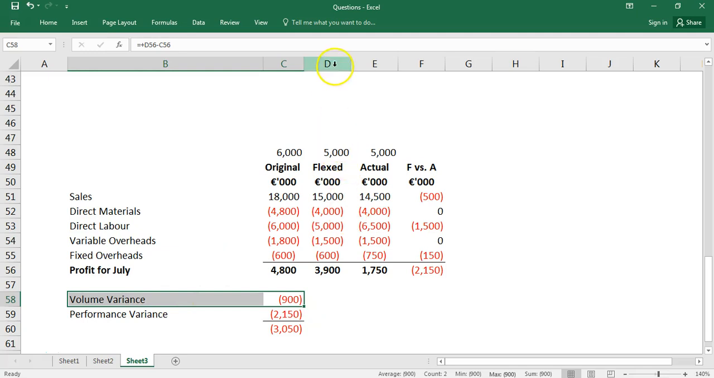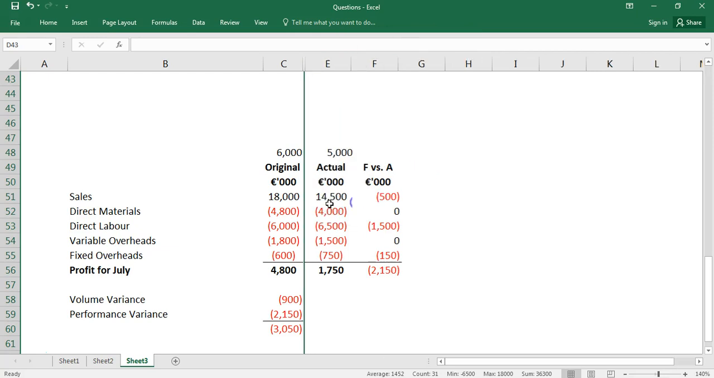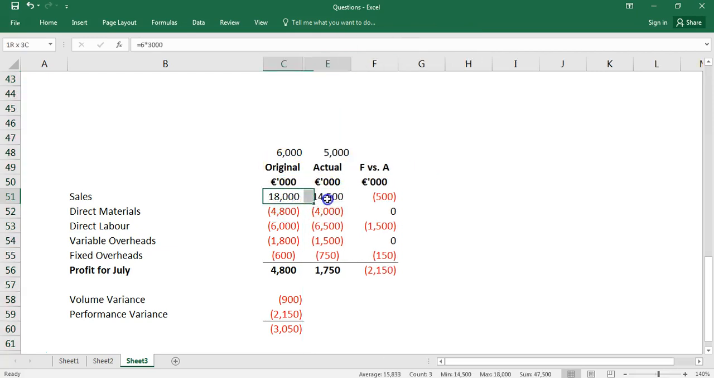And remember, if we hid this one, and we just compared original to actual, well, we'd have a huge drop here. But again, we're not comparing like for like, and that's where volume comes in. But likewise here, direct materials, you think, God, you're very good, you're positive. But actually, that doesn't account for the fact that the 4,000 is actually making 1,000 units less.